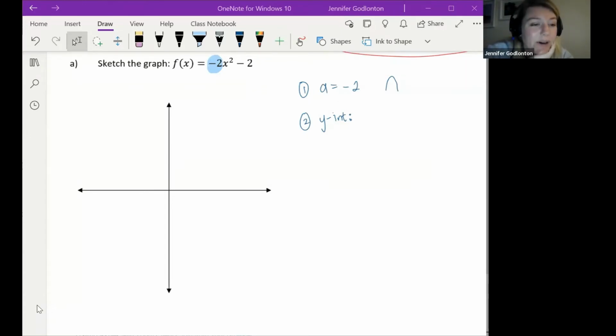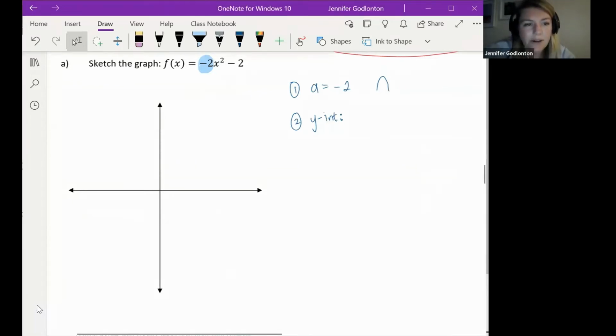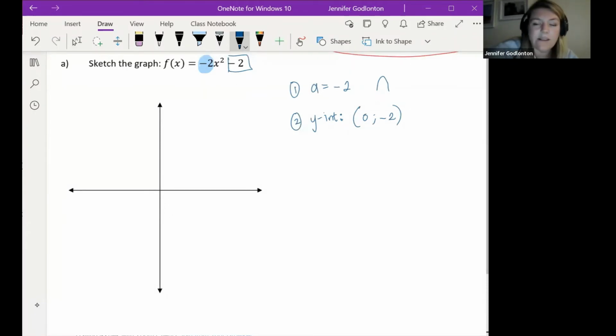Good. x would be 0. So if we know that for our y-intercept x is 0, and this number over here is telling us our y value, when we give it as coordinates, we always write our x value first, and then our y value. So we would have 0, negative 2. Always think about how you're writing it. Always write it as a set of coordinates. Okay, great. We're getting back on track. So that was the first thing we did. Then the second thing we did was we found our y-intercept.